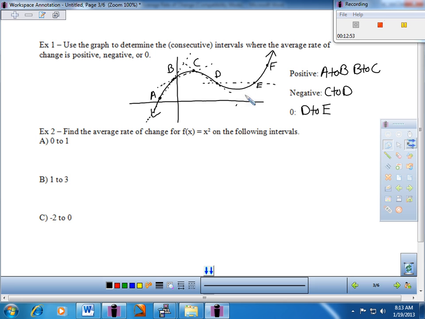And then last one, guys, let's go ahead and get E and F. And from E to F, it looks like it's inclining. So I'm thinking it's got to be this.